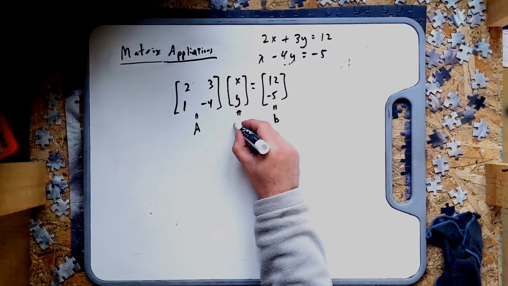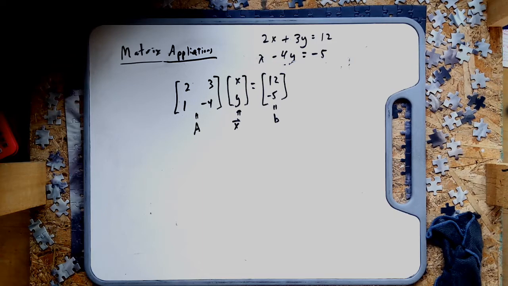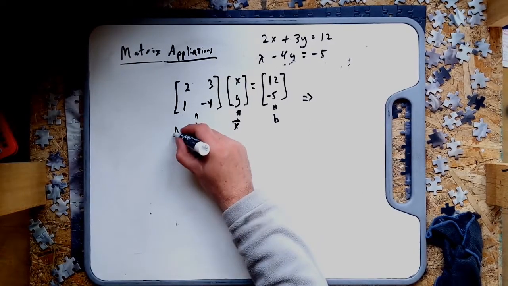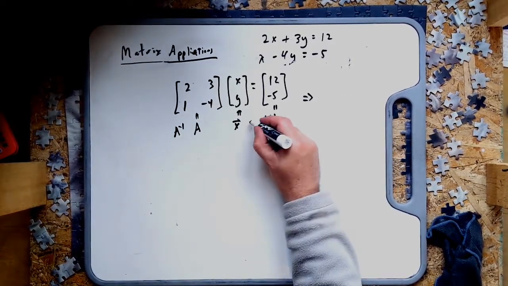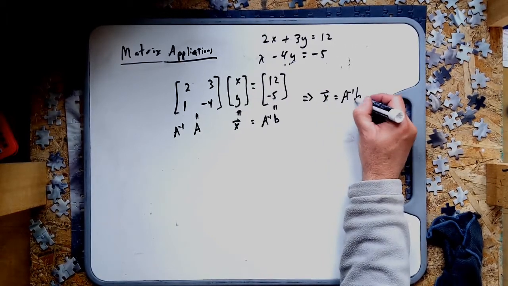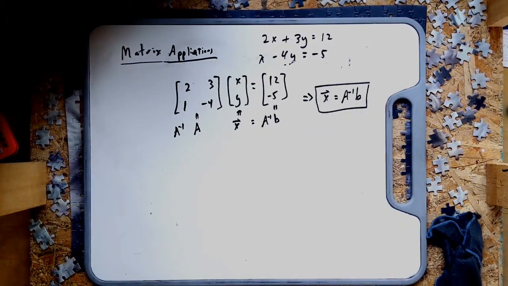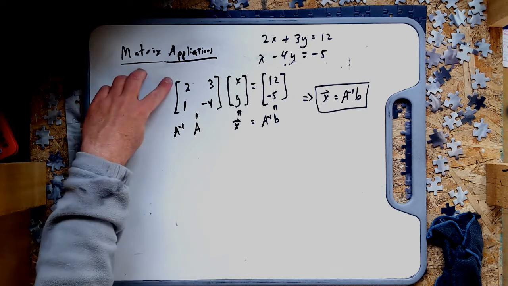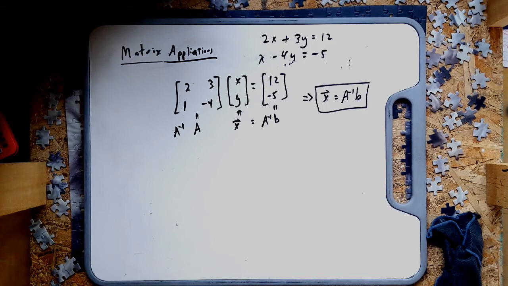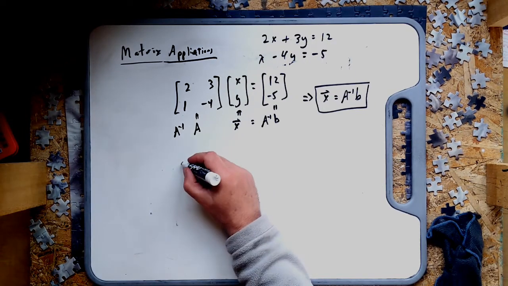I will call this x with a bar across it. It's also just xy. And if I want to find x, I just multiply both sides by A inverse. And I get x equals A inverse B. That's my general equation. In other words, all I have to do is invert the 2, 3, and 1, negative 4, and multiply it by the 12, negative 5. So that's what I'm going to do.